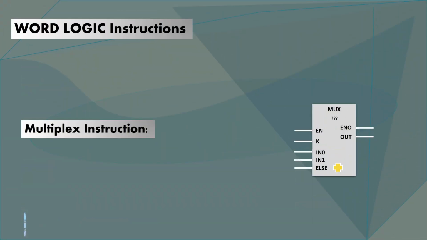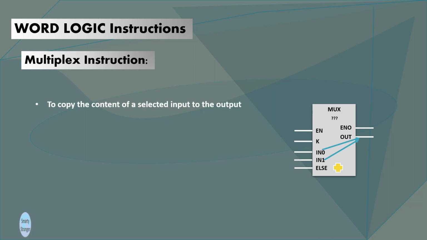Multiplex instruction. Multiplex or mux instruction is used to copy the content of a selected input to output. The number of selectable inputs of the instruction box can be expanded. We can declare a maximum of 32 inputs. K parameter is used to define the input, whose content is to be copied to the output.